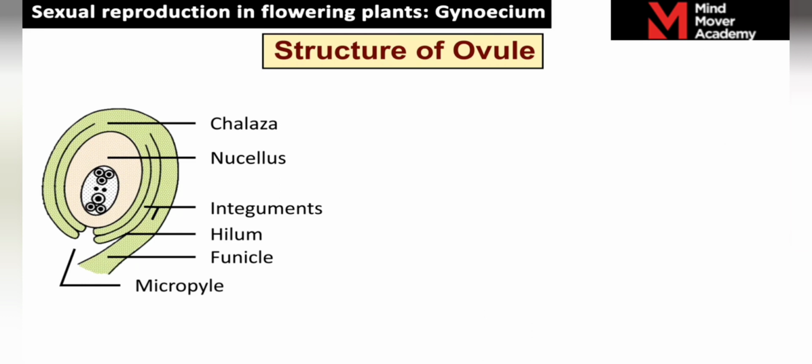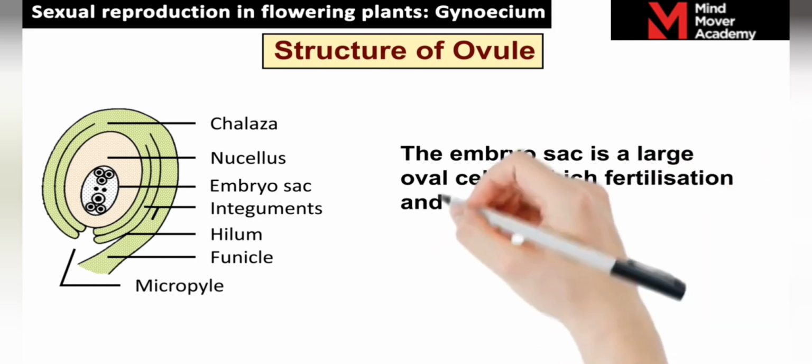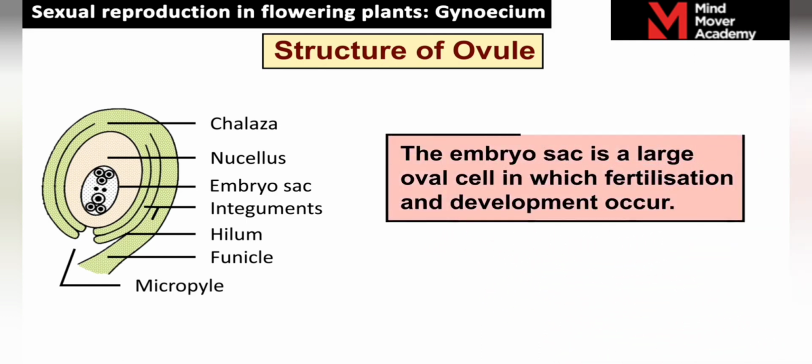Moving on to the next part of the ovule, we have the embryo sac. The embryo sac is a large oval cell in which fertilization and development occur. The embryo sac or female gametophyte is located in the nucellus. An ovule generally has a single embryo sac formed from a megaspore.